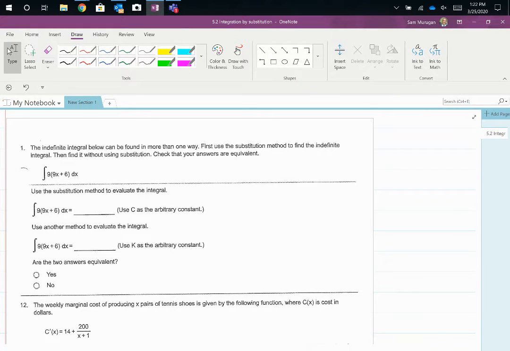Okay, for this question, they're first asking us to use the substitution method to evaluate the integral. So notice that this is u prime and this is u. So the integral is simply 9x plus 6 squared over 2.